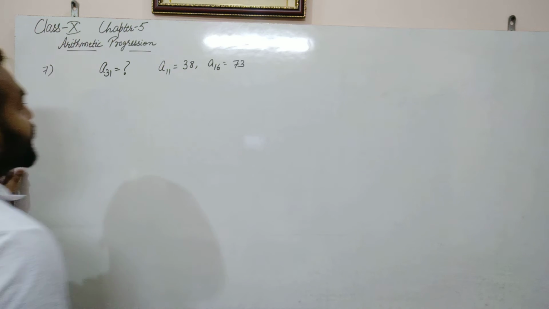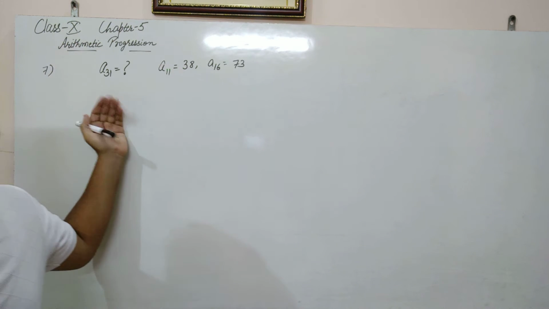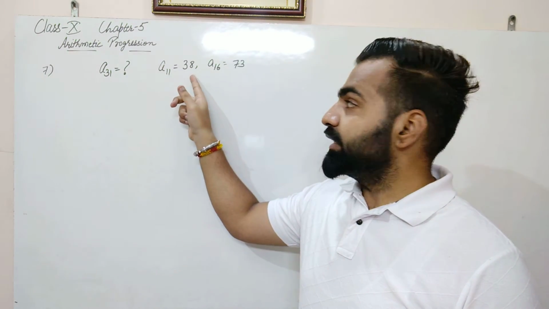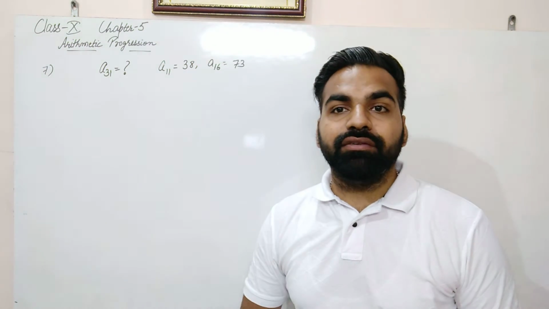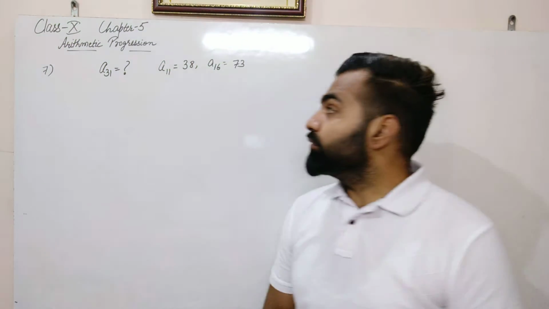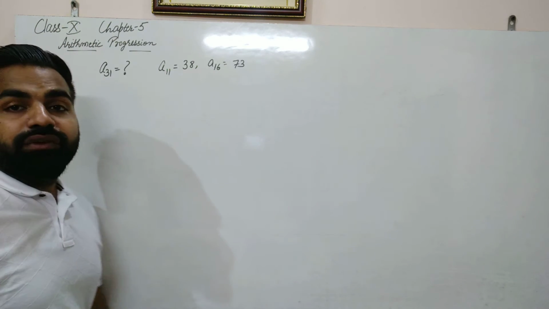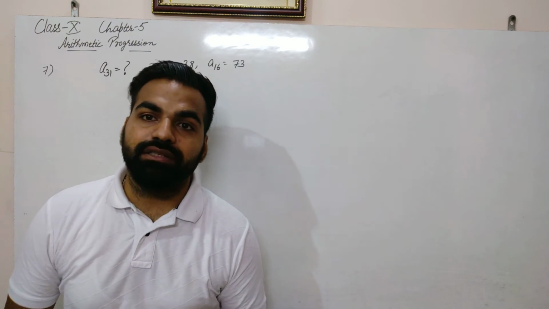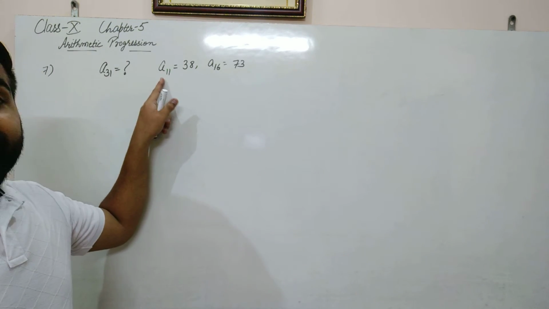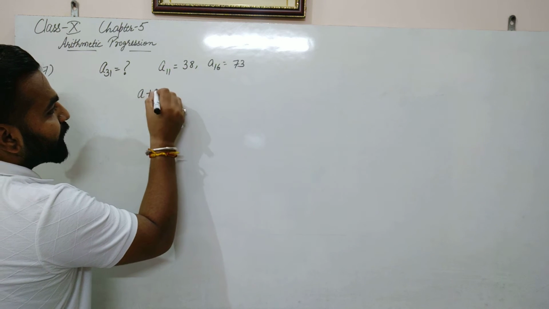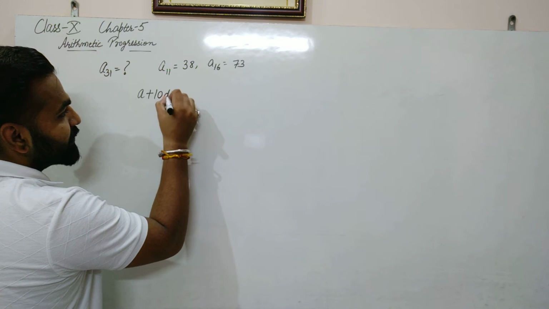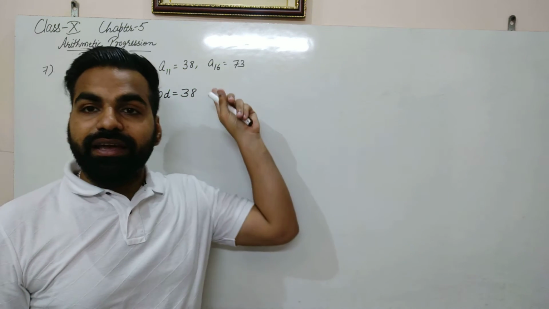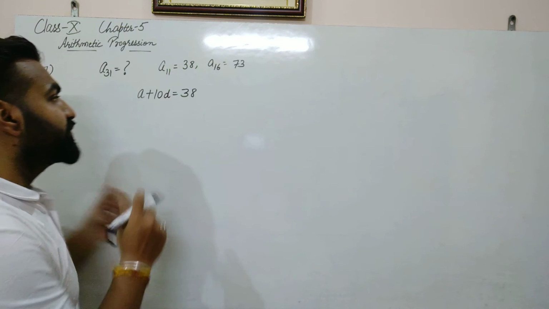Let's see question number 7 now. We have to find the 31st term of this AP. The 11th term is given, that is 38, and the 16th term is given, 73. So from here, how can we write A11, the 11th term? We know that any term an can be written as a plus n minus 1 into d. So A11 can be written as a plus 11 minus 1 into d, that is a plus 10d. Clear, everyone? In a similar way, A16 can be written as a plus 15d.